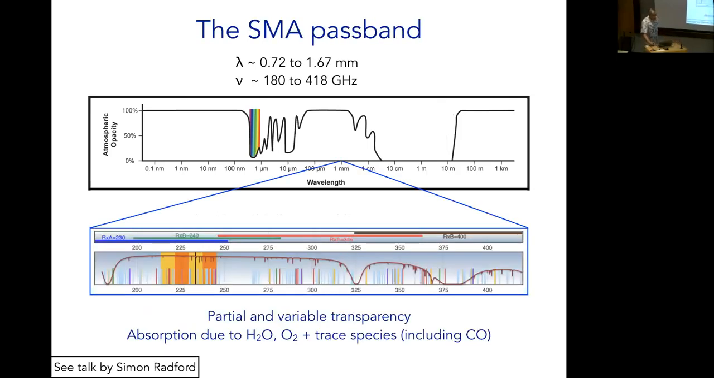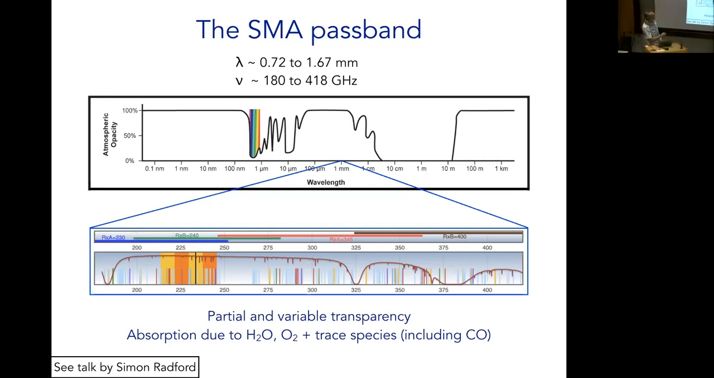Okay, so I talked about the radio regime extending all the way to about 300 microns or so, terahertz. The SMA works right here, and it looks like it's pretty much opaque there. But if you go away from England and Holland and so on, and go to a high site like Mauna Kea, then you get some partial transparency.